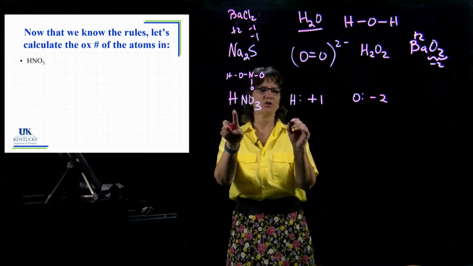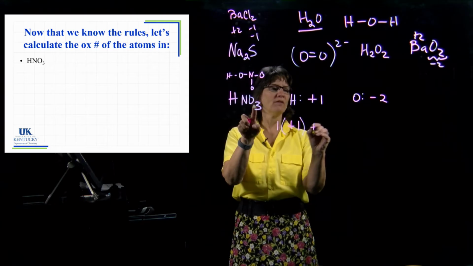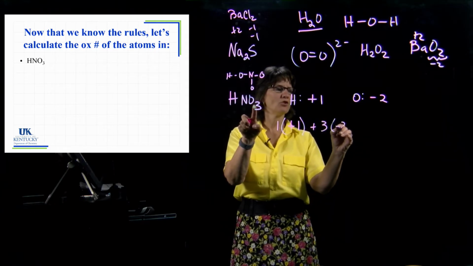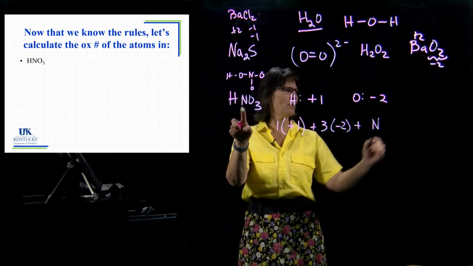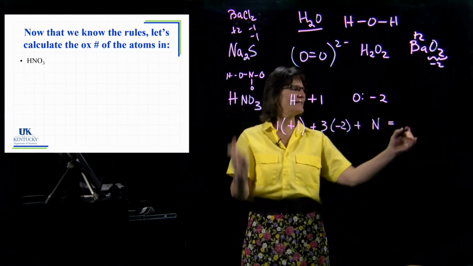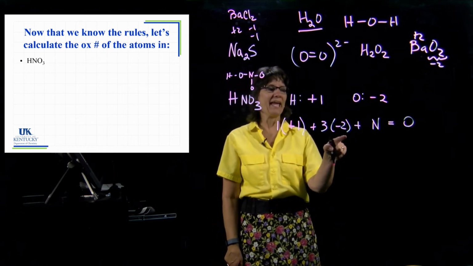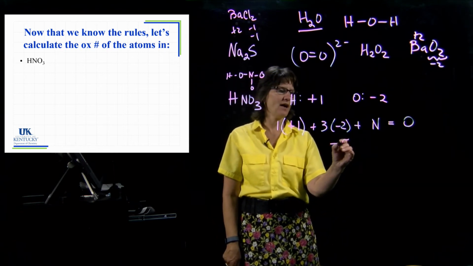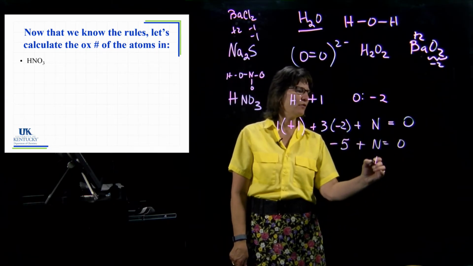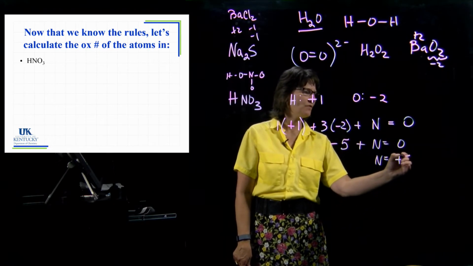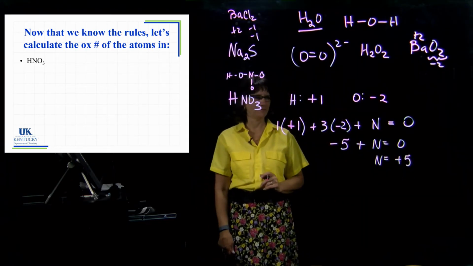So I have a hydrogen, and there's one of those, so I'll say 1 times the hydrogen. There are 3 of the oxygens, 3 times a -2, and there's 1 nitrogen, and I don't know its oxidation number, but whatever it is, all of it has to add up to 0. So I have a +1 and 6 negatives, that's a -5. Plus the nitrogen has to add up to 0. Therefore, the nitrogen has to be a +5, and that's the oxidation number of nitrogen, +5.